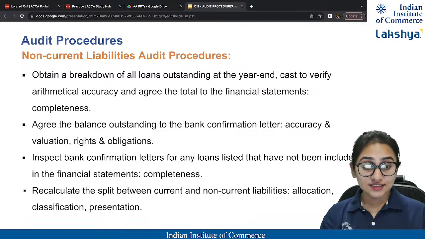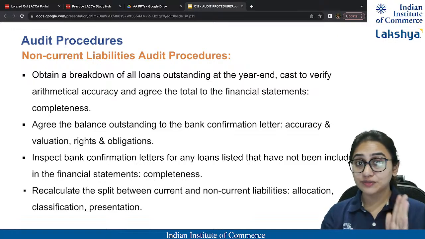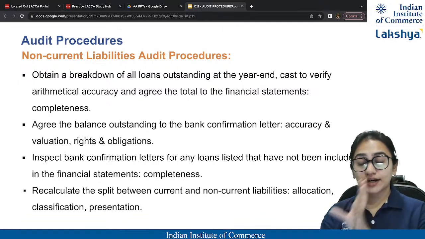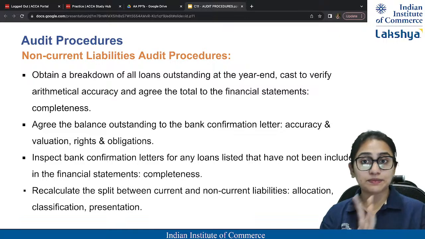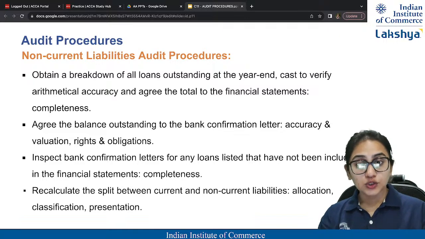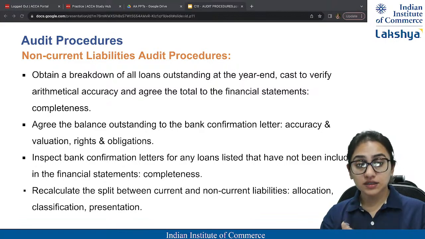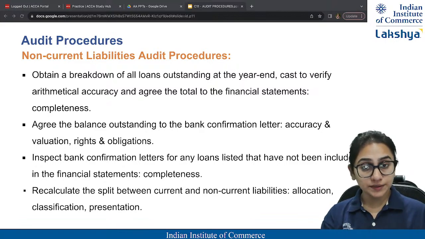And last, for allocation, classification and presentation. For presentation purpose in the balance sheet, current and non-current liabilities are separately disclosed, right? So you have to recalculate the split between current and non-current liabilities. For what? To make sure that the split is correct, for allocation, classification of the split correctly, and presentation purpose.